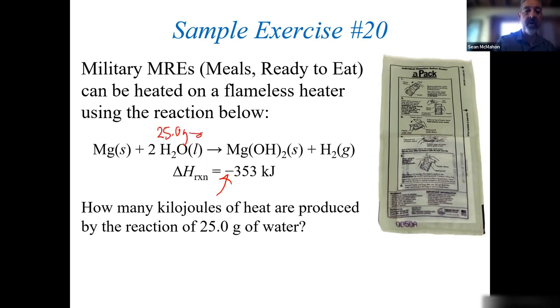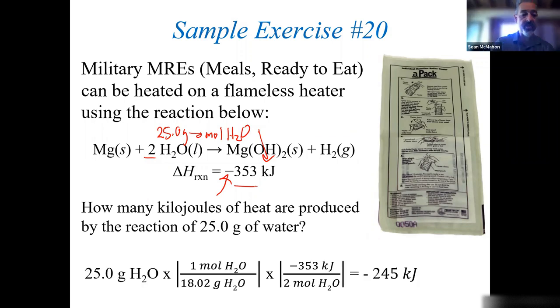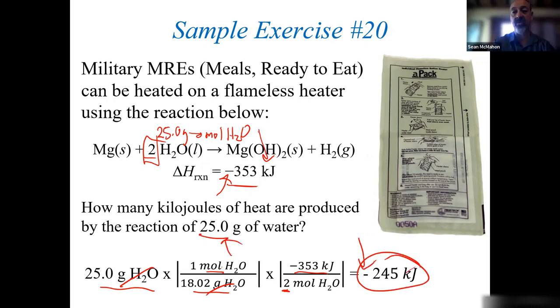So I'm going to convert grams of water to moles of water. And then I convert moles of water to kilojoules because there's 2 moles that release negative 353 kilojoules. So I start with 25 grams of water. There's 18.02 grams of water per mole. Grams cancel. And 2 moles, where did I get 2 moles of water? My balanced chemical equation, there's a negative 353 kilojoules of heat released. So my final answer has 3 sig figs, because that's a trailing 0. And I keep the negative to show that it's exothermic and that the heat is released or produced.